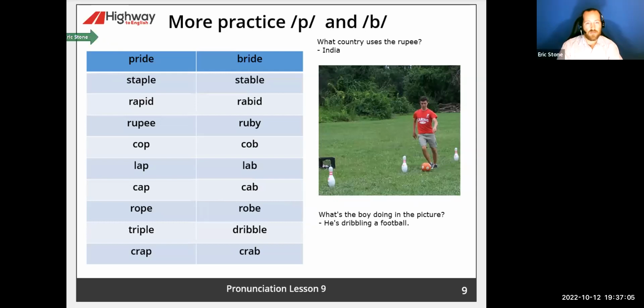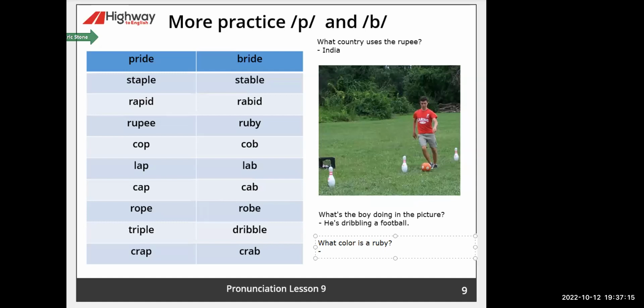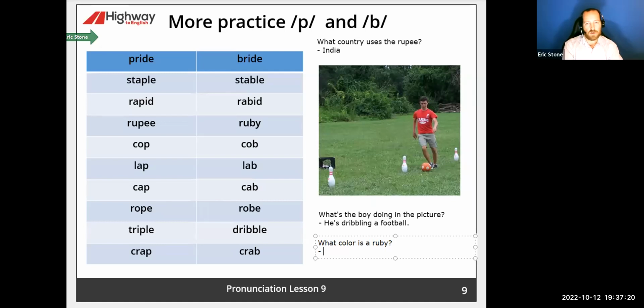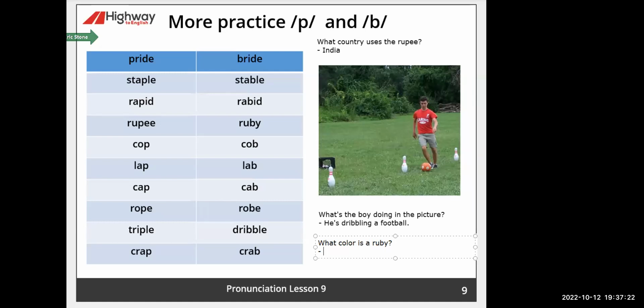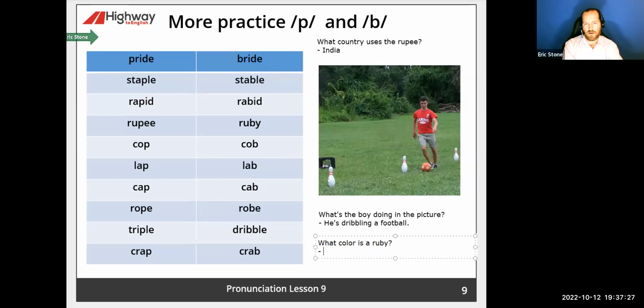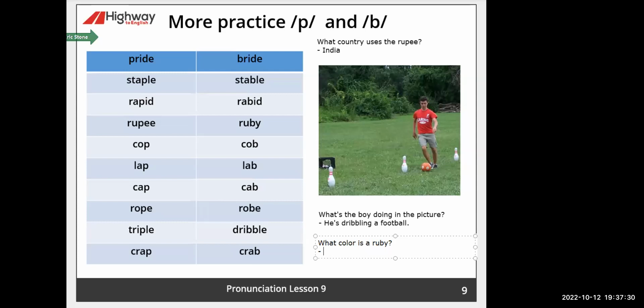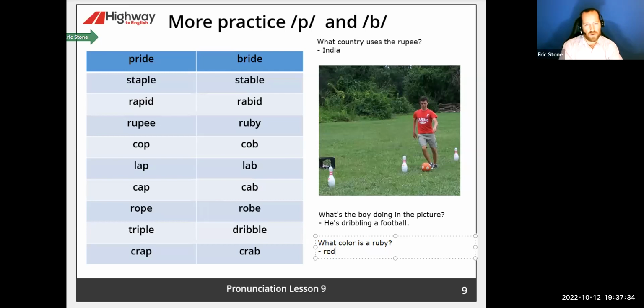And then finally, what color is a ruby? How to explain that? You just need to give me the color. Is it like a blue? You're thinking of sapphire. Ruby is red. Yeah, ruby is a red color. All right, good.